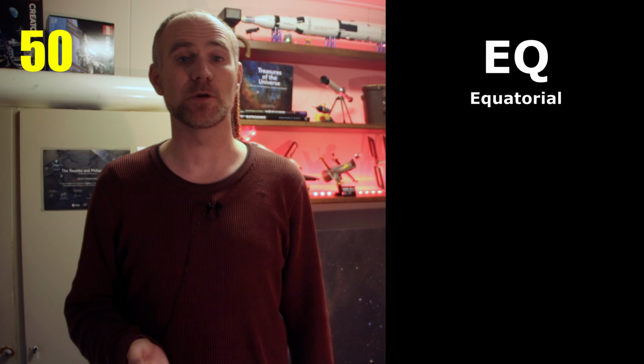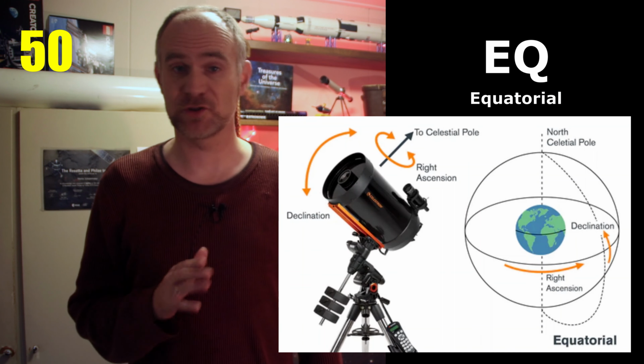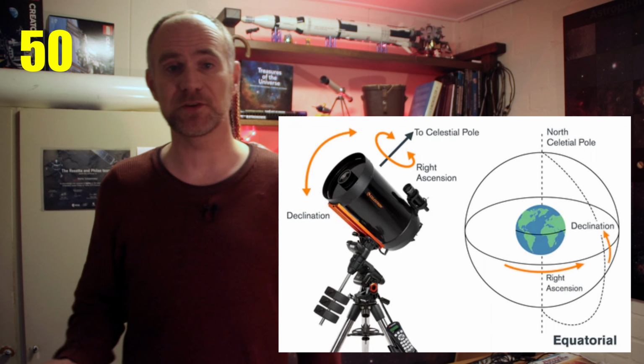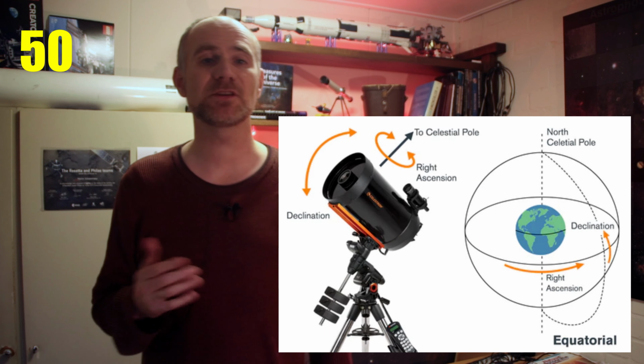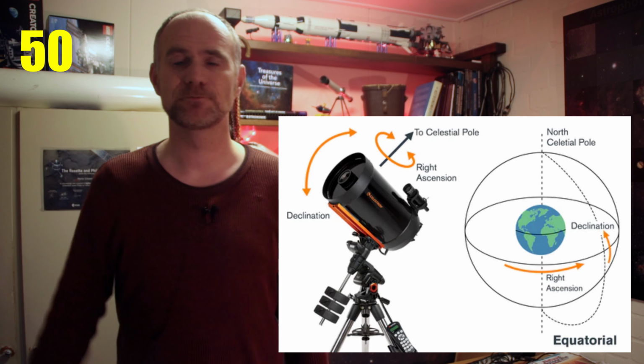Another two-letter abbreviation you'll see in mount names is EQ, which stands for equatorial. The two axes are now not simply moving up and down as in the old Alt-Az mounts, but they move in declination and right ascension.